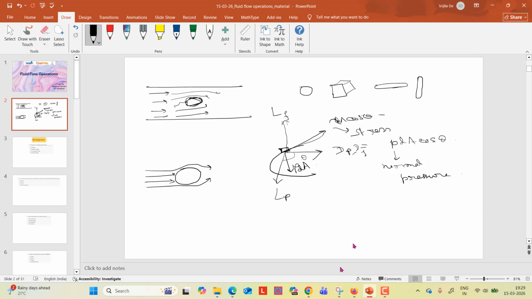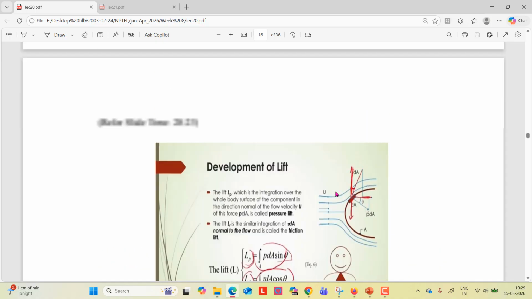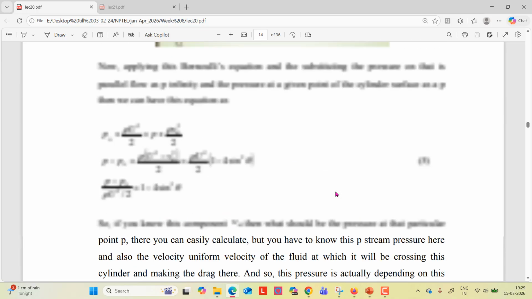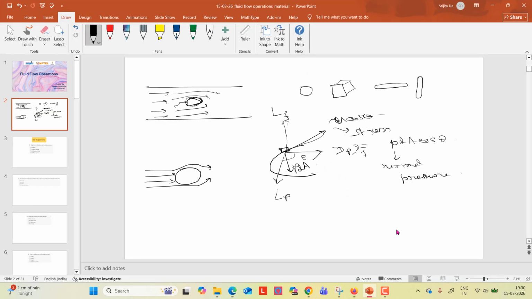So similarly, they will account for the lift. LP is the pressure lift component, which is the P dA sine theta, and LF is the friction lift component, which is the tau dA cos theta. Okay. So I think in the previous case, this is sine theta. Yes, the stress, this is like dF is tau dA sine theta. Sorry for the mistake, please correct it.